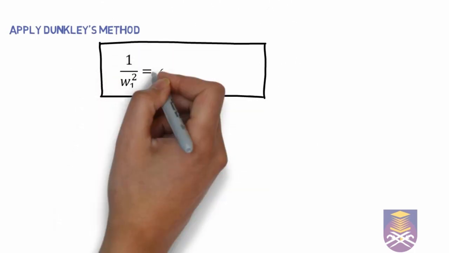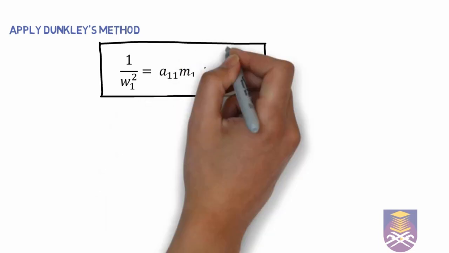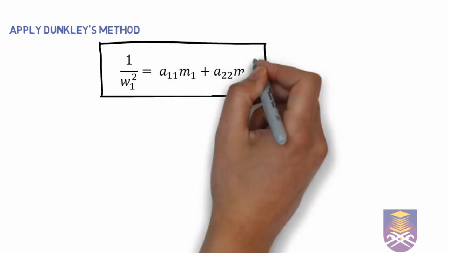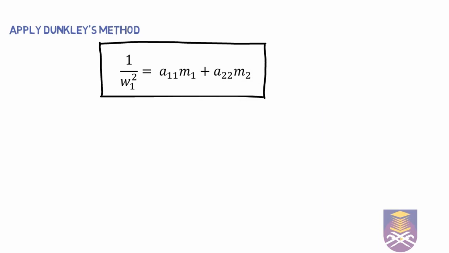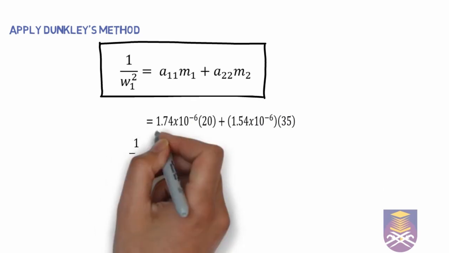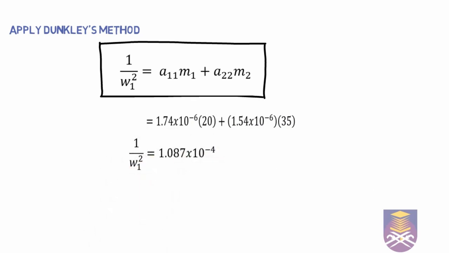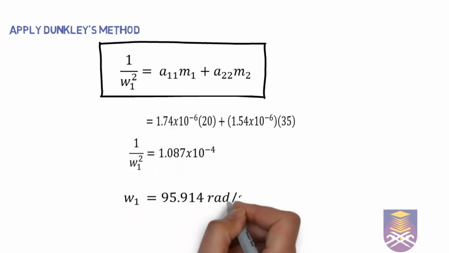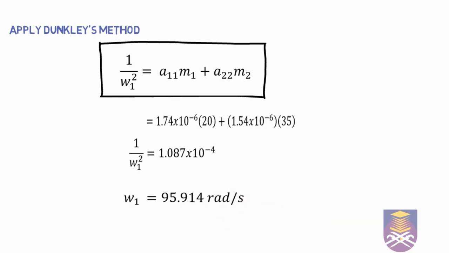Apply the Douglas method, which is 1 over omega 1 squared equals A11 M1 plus A22 M2. Enter all the values. Omega 1 equals 95.914 radian per second. Alright, finished with one question. We move to the next one.